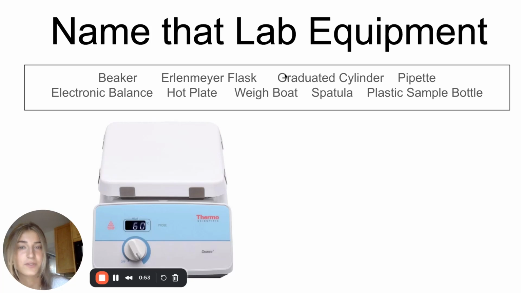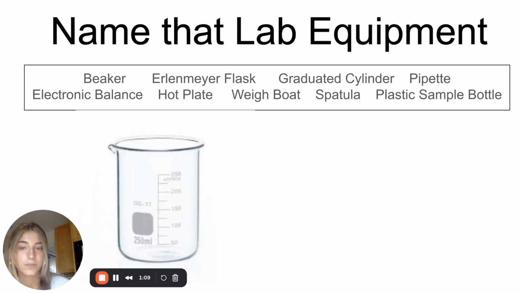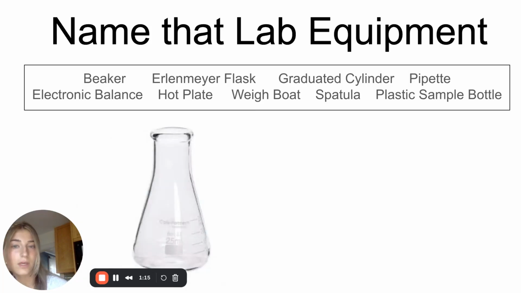Okay, so I'll give you a few seconds to read through your options here and decide which one best describes the image on the screen. I'll count down from 3, but if you need more time, pause the video. Okay, 3, 2, 1. This is a hot plate. Next one. 3, 2, 1. This is a beaker. Next, 3, 2, 1. This is an Erlenmeyer flask.